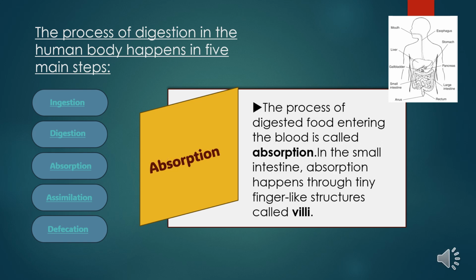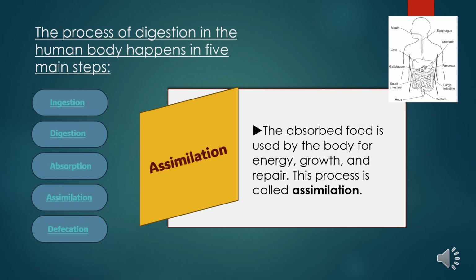3. Absorption, the process of digested food entering the blood is called absorption. In the small intestine, absorption happens through tiny finger-like structures called villi. 4. Assimilation, the absorbed food is used by the body for energy, growth, and repair. This process is called assimilation.